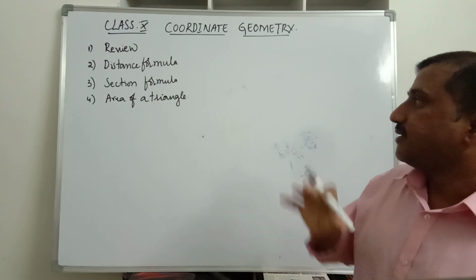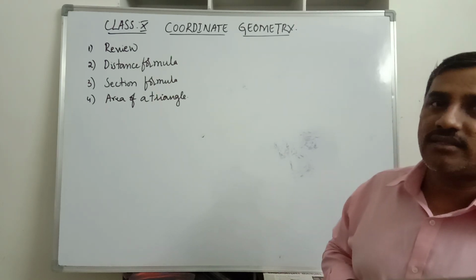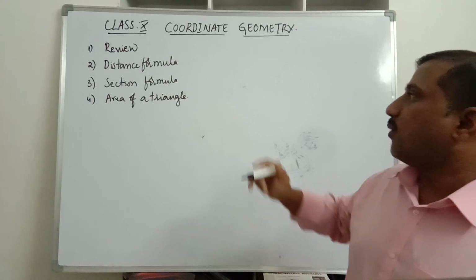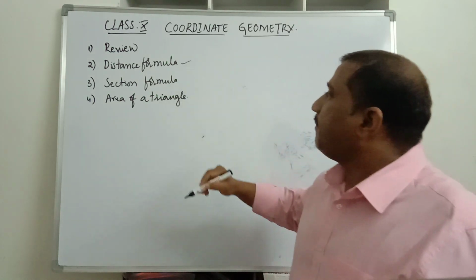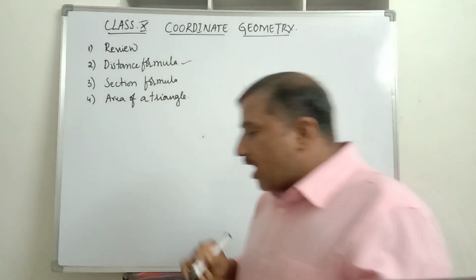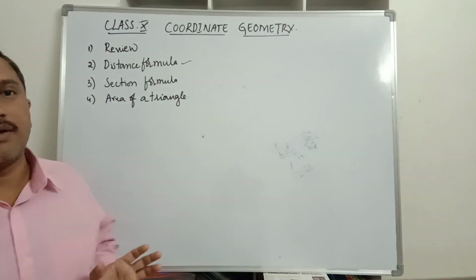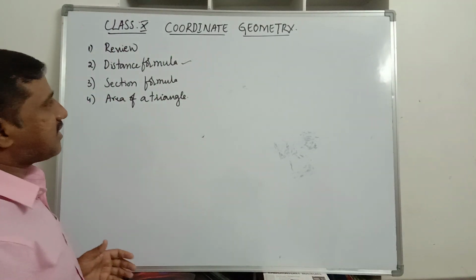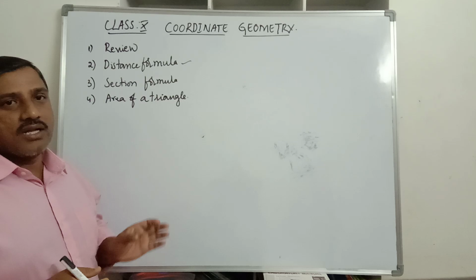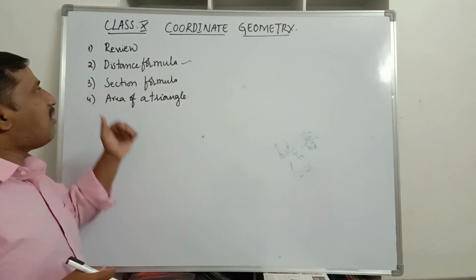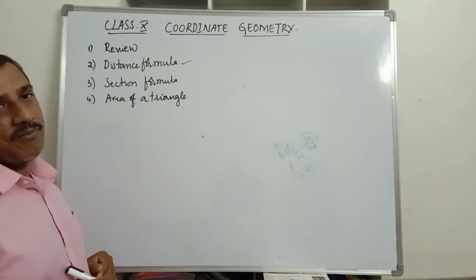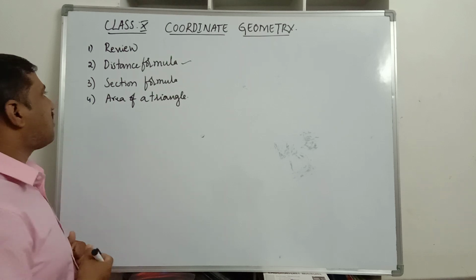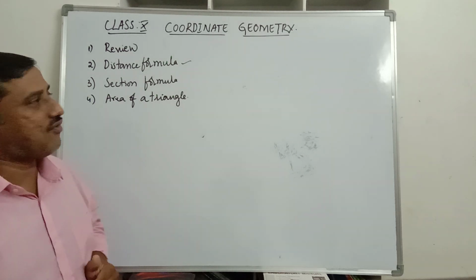There are three main topics. The first is the distance formula, that is, how to find the distance between any two points. One formula is derived for this, and it is known as the distance formula. We will derive the formula and solve questions related to it.